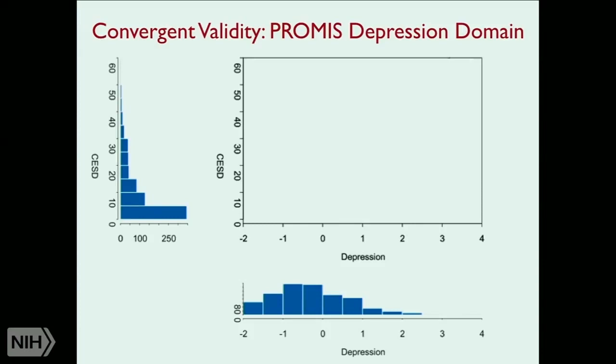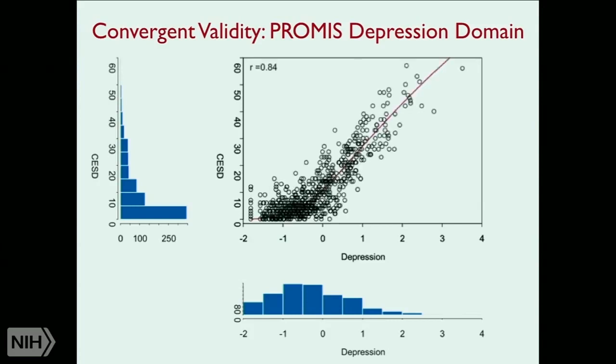When we and others were developing the PROMIS measures, we looked at the convergence between scores on PROMIS measures and scores on corresponding measures of the same domains here. And so we can see for this one, correlation's 0.84, there's very strong convergence. Right? It gives us more confidence that the PROMIS depression measures are measuring the same type of depression that the CESD is measuring.